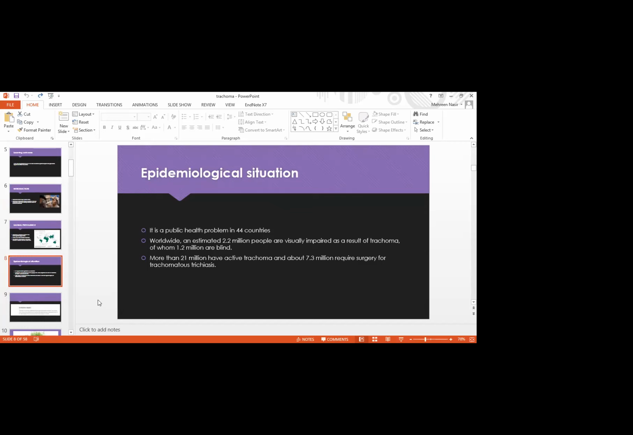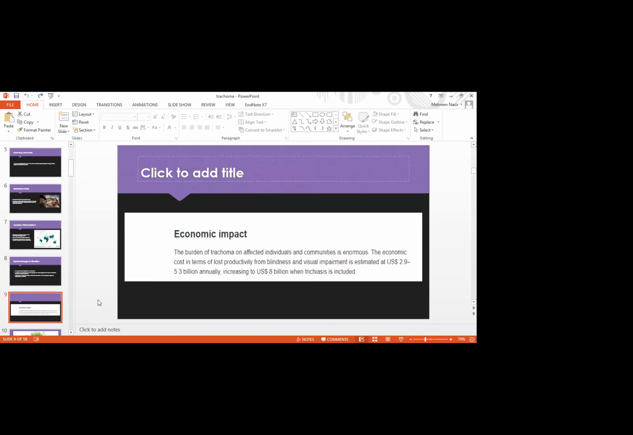Epidemiological situation. It is a public health problem in 44 countries worldwide. An estimated 2.2 million people are visually impaired as a result of trachoma, of whom 1.2 million are blind. More than 21 million have active trachoma, and about 7.3 million require surgery for trachomatous trichiasis.